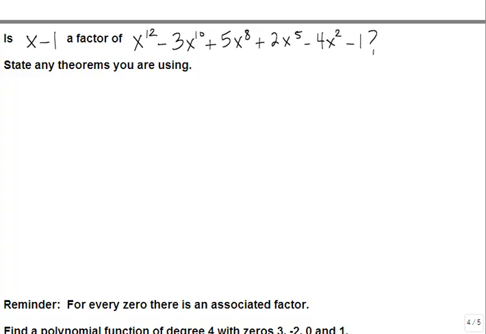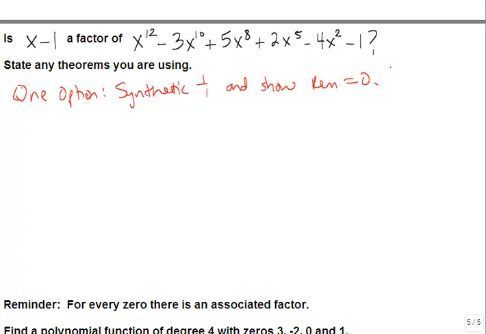So one option would be to do division, like synthetic division, and show that your remainder is 0. That would prove that x minus 1 is a factor because it goes in evenly. Now, doing synthetic division on a 12th degree polynomial is certainly doable, but it's probably not something you want to do because you'd have to have your 12th degree term, your 11th, 10th, 9th, 8th, 7th, 6th, all the way down to your constant. So kind of like that earlier problem, it's doable, but it would be tedious because you'd have so many terms to keep track of.